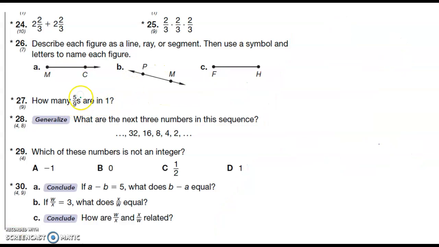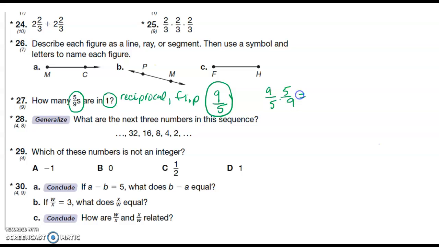All right, so when we see this, how many 5/9 are in 1? We do the reciprocal. We flip it. So it's going to be 9/5 as our answer. And that's because 9/5 times 5/9 is equal to 1.